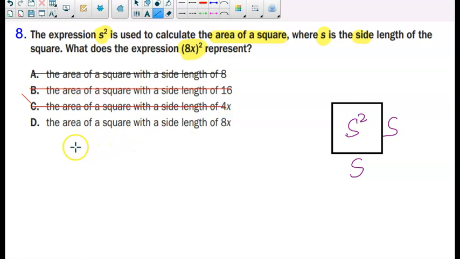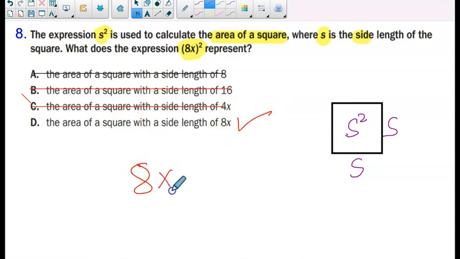Now the final one, you see, the area of a square with the side length 8x. That is right. So my correct answer is this. It is this 8x whole square represents the area of a square. And if you simplify it, in fact, 8 times 8 is 64. X square is the answer. Right? That's correct. D is the right answer. Let's go to the next, number 9.